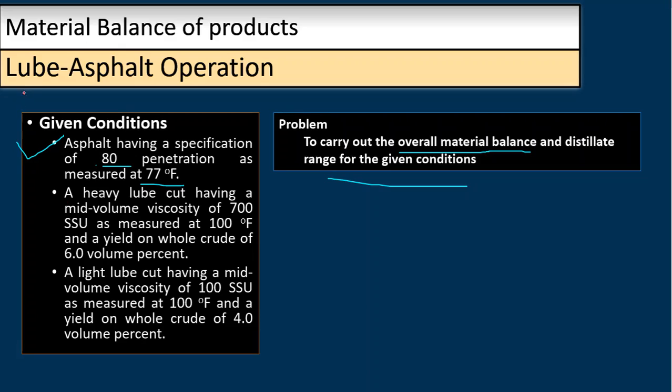Similarly, for the production of lube, there are two different lubes we are going to produce. One is called the heavy lube cut, and the second is called the light lube cut. Their specifications are given in terms of viscosity. At 100 degrees Fahrenheit, the viscosity of the heavy lube cut is 700 SSU. This is a unit, Saybolt Universal Viscometer basically. And at the same 100 degrees Fahrenheit, for the light lube cut, the viscosity is lower, about 100 SSU. So these are three conditions that are given for the calculations of the different fractions of the lube asphalt operation.